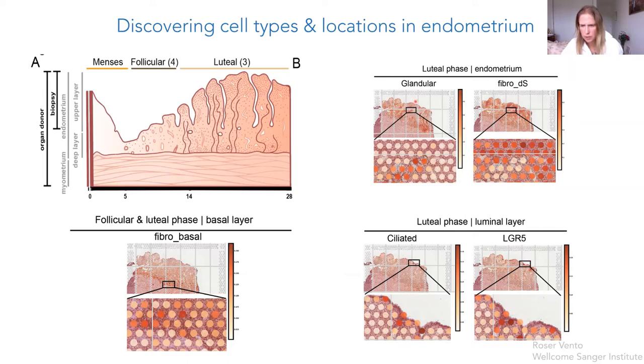I've mentioned the glandular ones at the top, and there are also ciliated ones that are LGR5 positive, which is a marker of stem cells in colonic crypts. And here we see the LGR5 positive epithelial cells in the endometrium, located in the inside of the endometrium in the luminal layer. And also specific novel ciliated epithelial cell populations, cilia being little hairs that are on top of the cells.